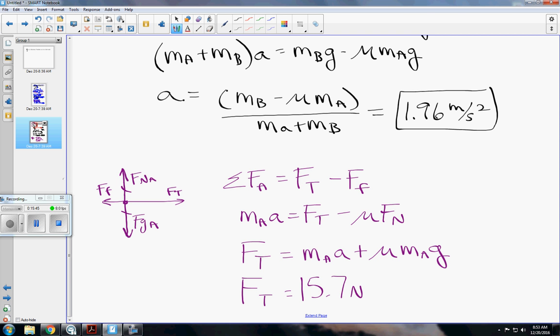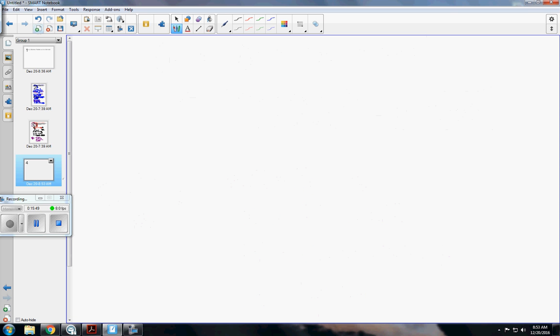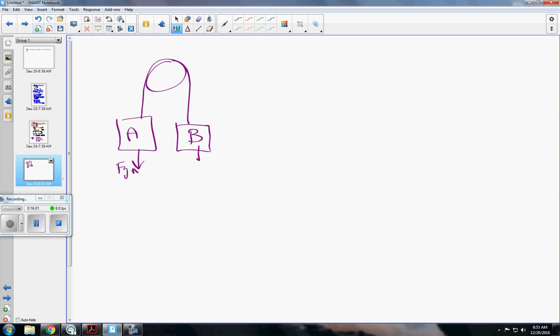Now, I used a modified Atwood machine, but this is applicable for any Atwood machines. So if you had an Atwood machine that looked like this, where this was block A and this was block B, then you're looking at the force of gravity on A and the force of gravity on B instead of a force of friction and a force of gravity.